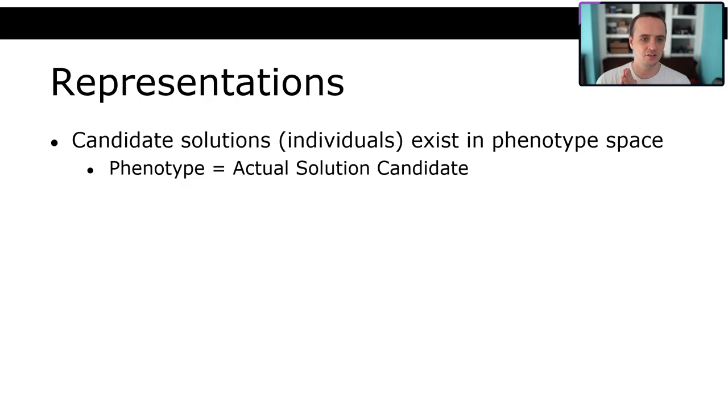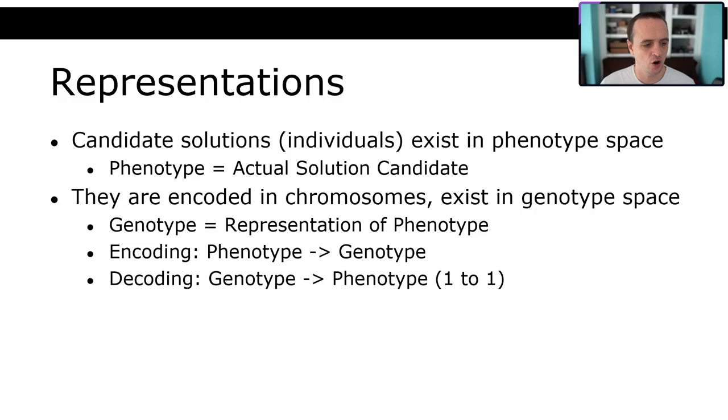So candidate solutions exist in the phenotype space. The phenotype is the actual candidate solution. That is the schedule. That is the Sudoku board, for example. They are encoded in chromosomes, which exist in the genotype space. So genotype is the representation of the phenotype that actually undergoes reproduction.